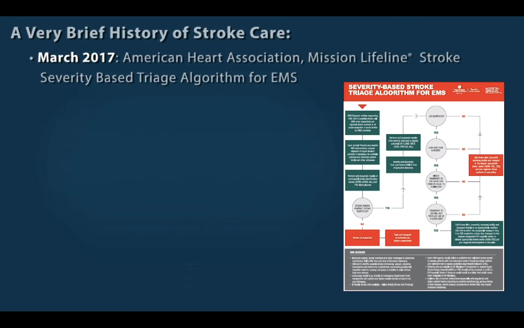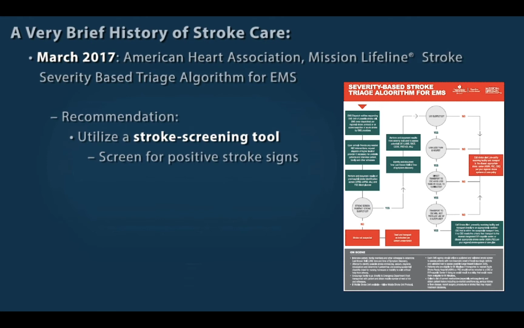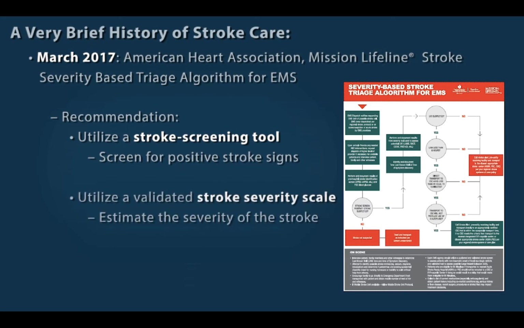In March of 2017, in response to the overwhelming evidence that confirmed the effectiveness of mechanical thrombectomy for selected LVO stroke patients, the AHA presented their Mission Lifeline stroke severity-based triage algorithm for EMS. In this algorithm, the AHA recommends the use of a stroke screening tool to screen patients for signs of stroke when indicated. Then, if signs of stroke are identified, the algorithm recommends the use of a validated stroke severity scale to estimate the severity of stroke and predict the likelihood that an LVO is present.